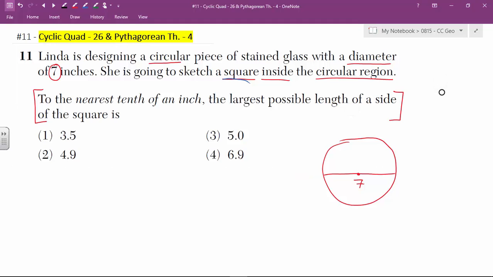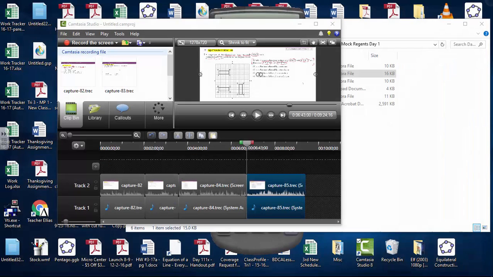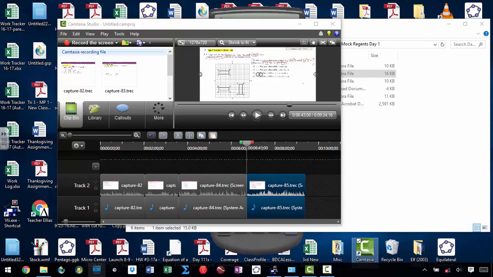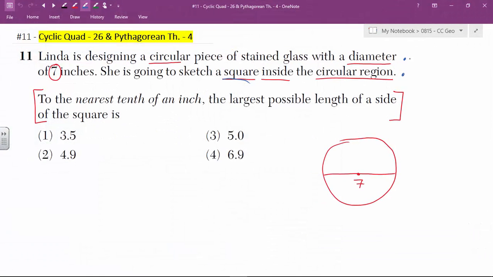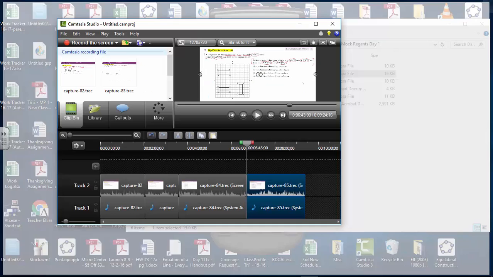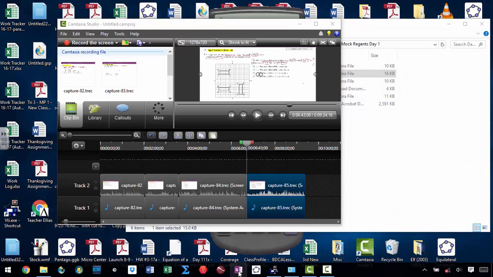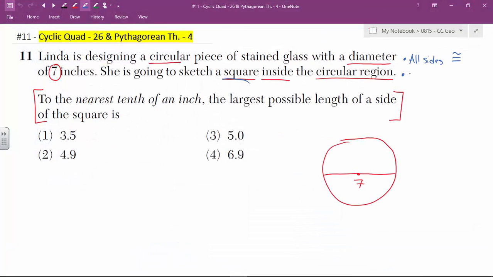So we need to be able to put a square in here, but I'm a little unclear as to how to do that. So let's get some properties of a square. We know a square has all sides congruent. Okay. And another thing about a square is that it has 90-degree angles. Okay. So let's see if we can get a 90-degree angle.